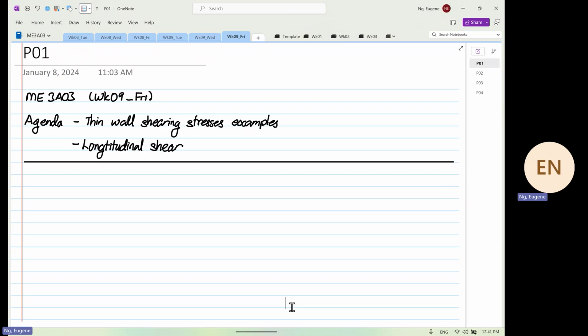Let's look at another example. I'm going to finish the example over there, and then we are going to do longitudinal shear. It's the last section in shearing stress.